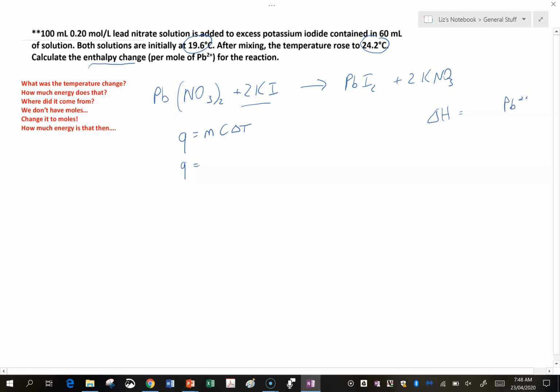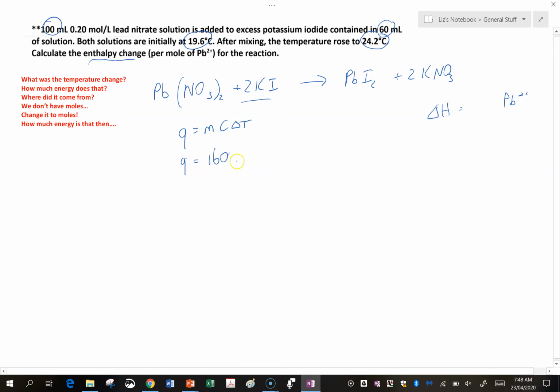So we had 100 mils of water here, 60 mils of water here, that's 160 mils of water. And if we round it off, 1 gram, 1 mil, we had 160 grams. The specific heat capacity of water is 4.18 joules per gram per degree, and the temperature change was 24.2 minus 19.6. So when we find Q here, it is telling us the amount of energy which is required to change the water's temperature that much. Now the answer is 307.648 joules. Joules because the 4.18 is joules.